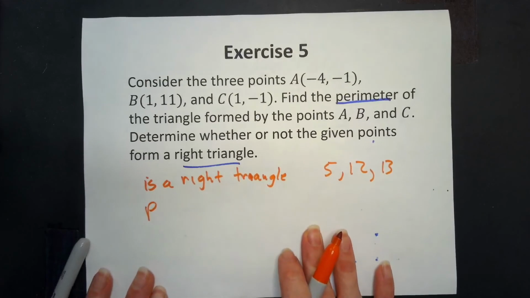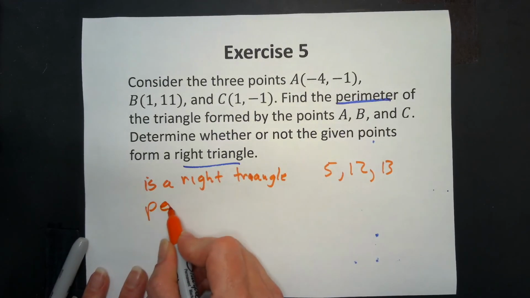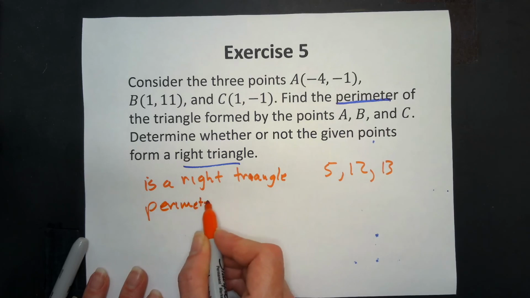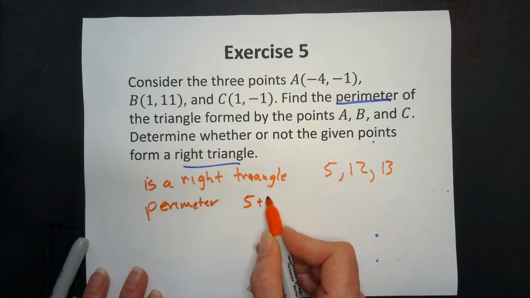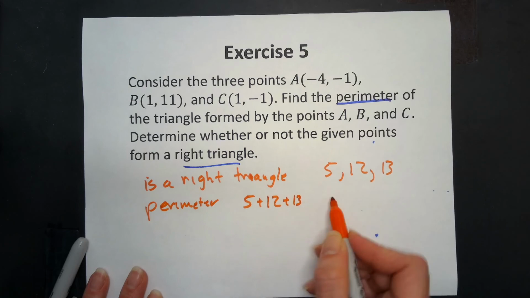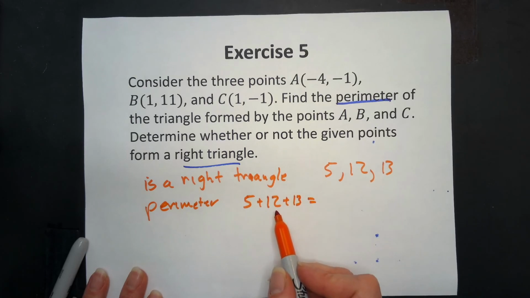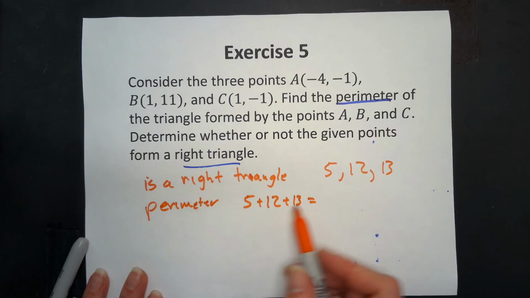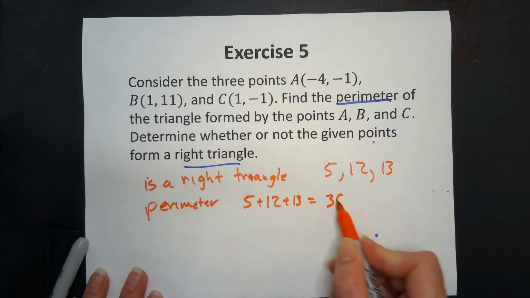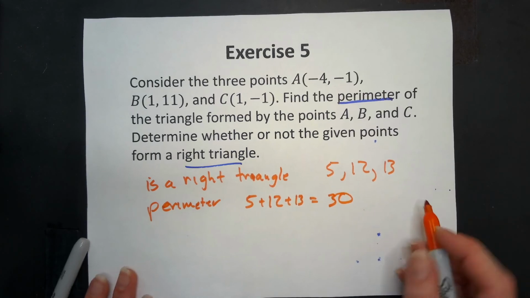So the perimeter, oops, I'm writing off the page. It'll be 5 plus 12 plus 13. So 13 plus 12 is going to be 25 plus 5 is 30. So 30 units, whatever units it's in.